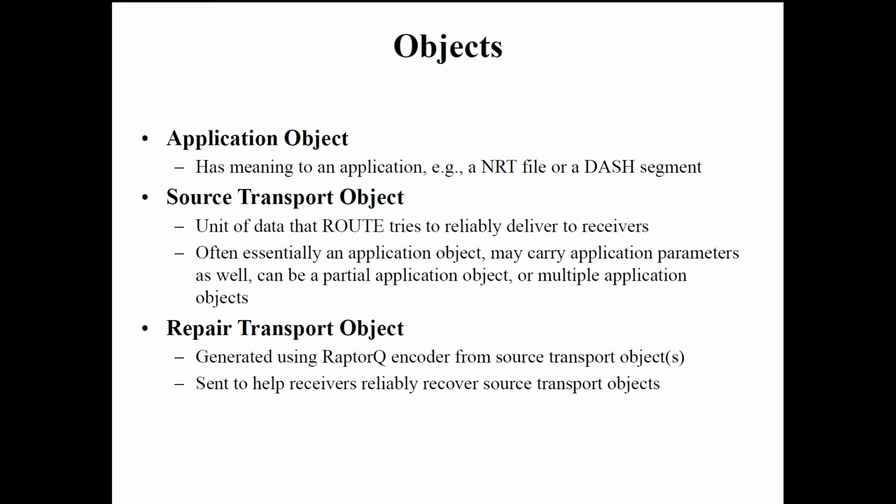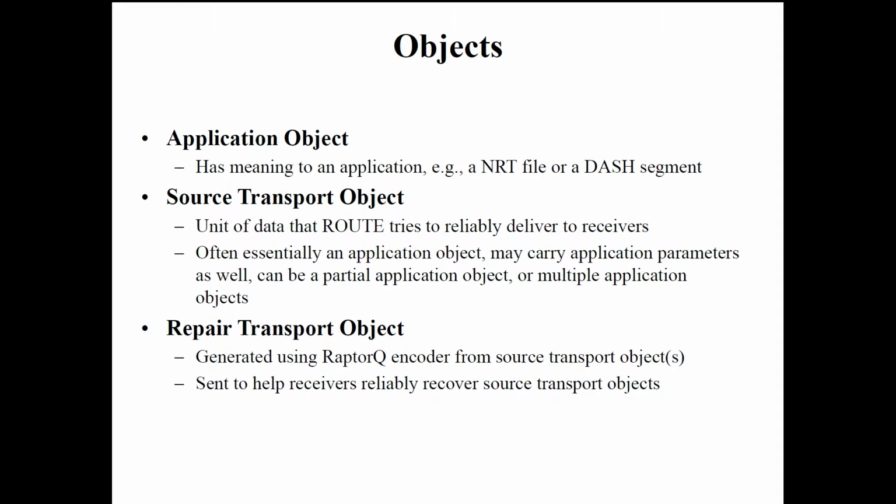So just to get the terminology clear, there's three kinds of objects we're talking about. Application objects, which are things that have meaning to an application. For example, an MP4 file or a DASH segment are considered to be objects. Application objects can also be other things as well.